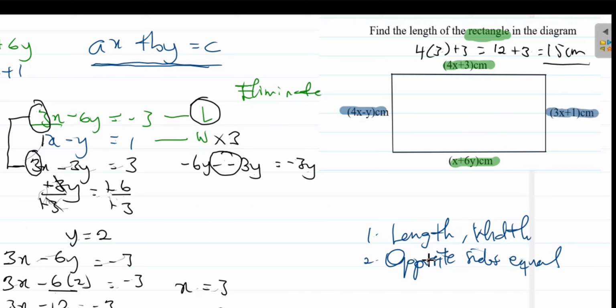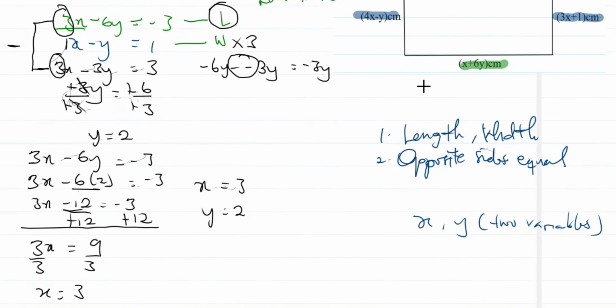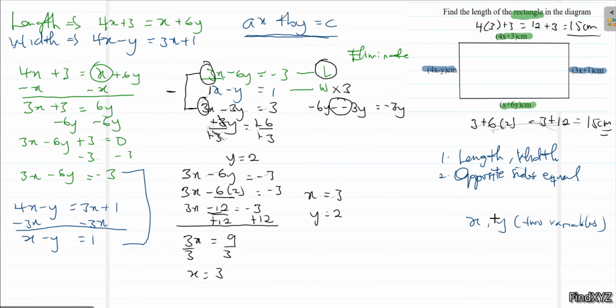Now we earlier indicated that for a rectangle, the opposite sides are equal. So for purposes of assurance, let's verify this length to also see whether we are going to get 15 centimeters. So we have x plus 6y. What is the value of x? Which is 3 plus 6y. What is the value of y? 2. So we have 3 plus 6 times 2 will give us 12. Then 3 plus 12 will give us 15 centimeters.